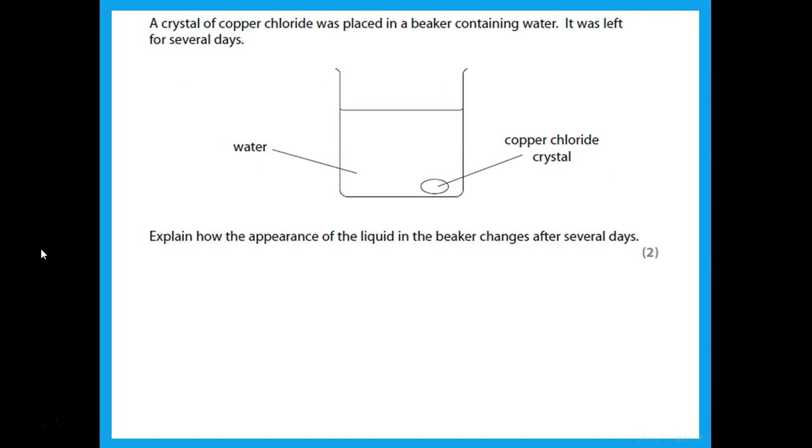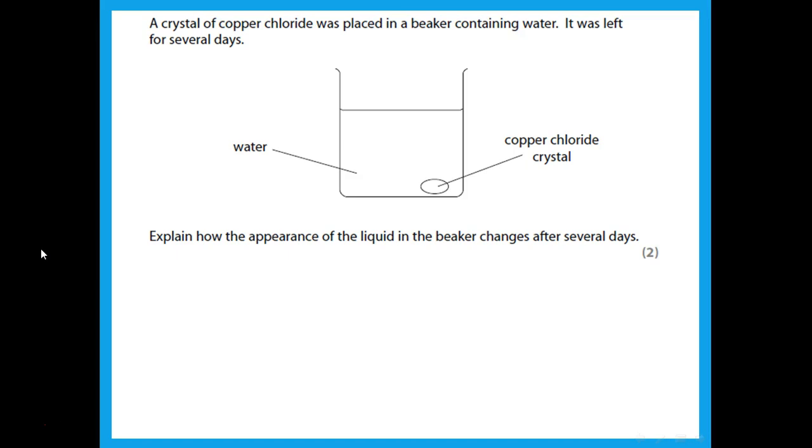Okay, this is the next question. He says a crystal of copper chloride was placed in a beaker containing water. It was left for several days. Explain how the appearance of the liquid in the beaker changes after several days. Remember, copper chloride is something that should be colored.